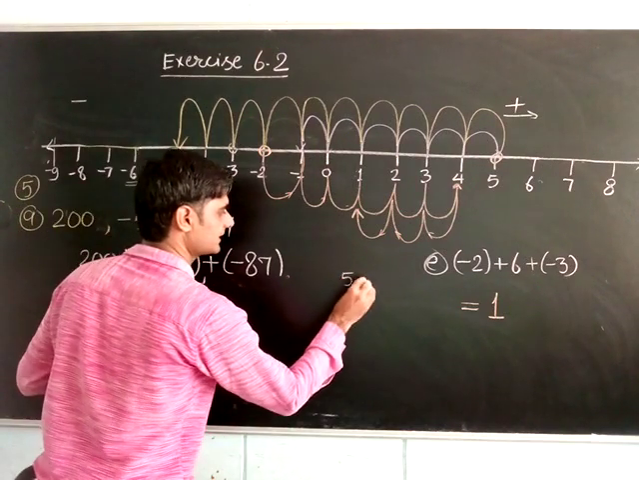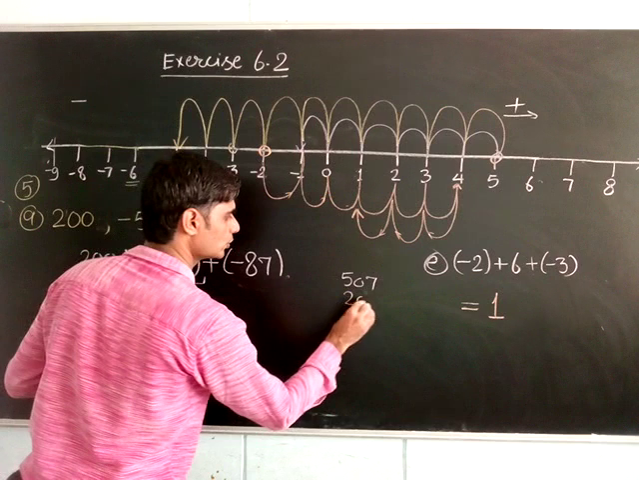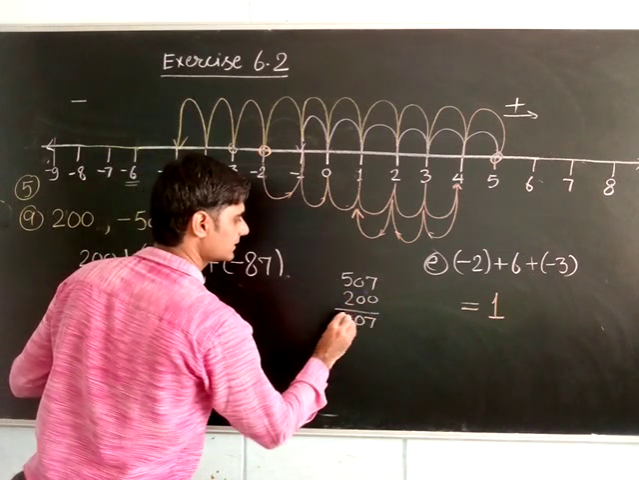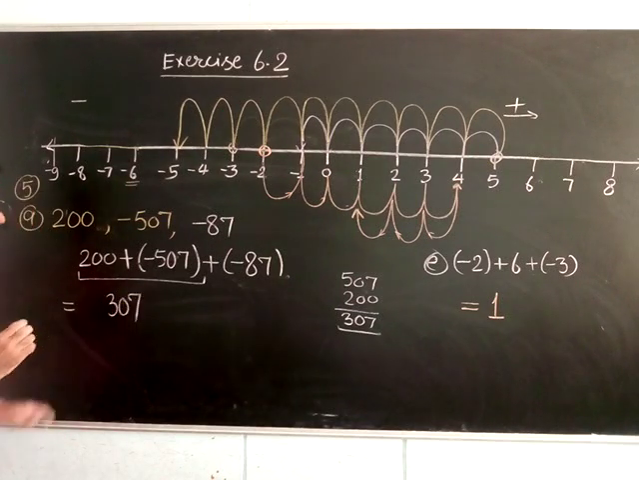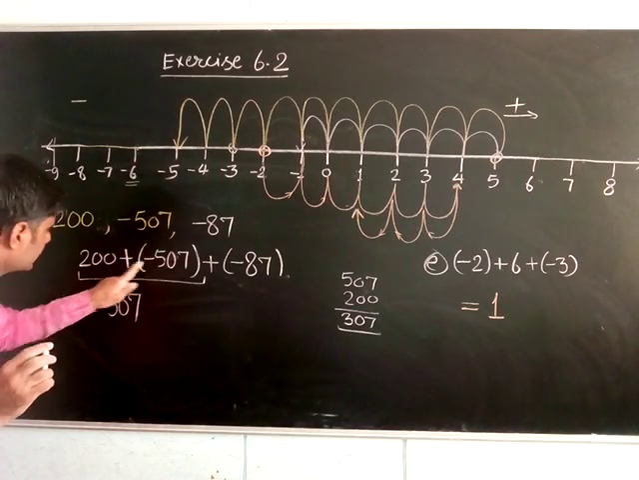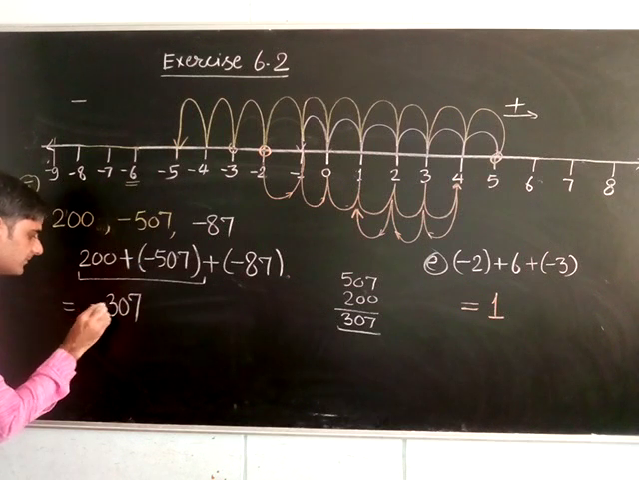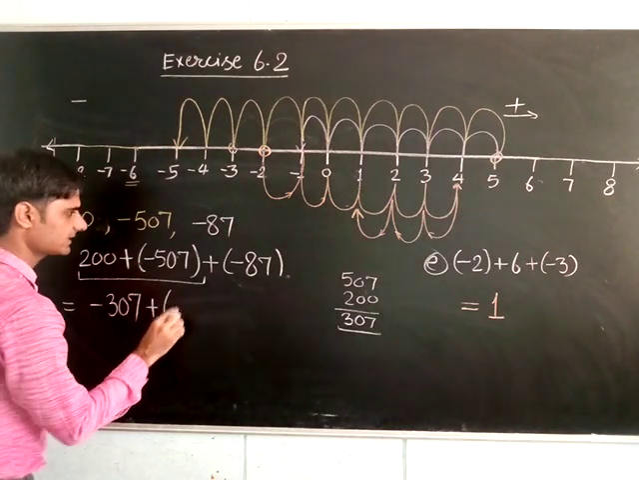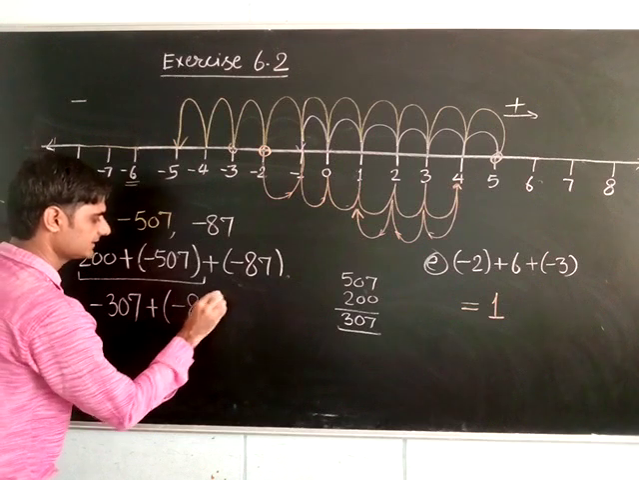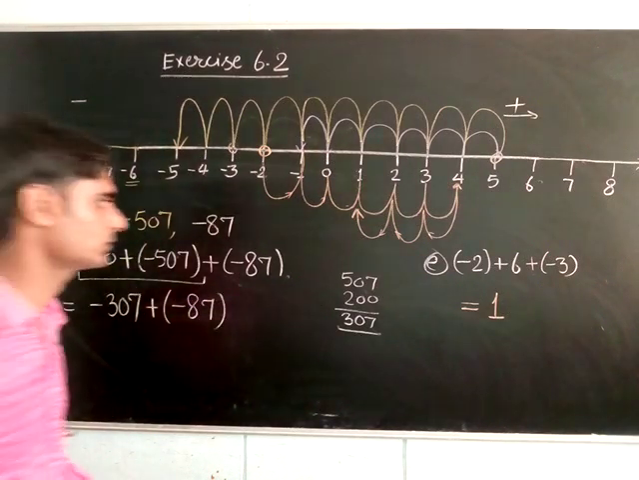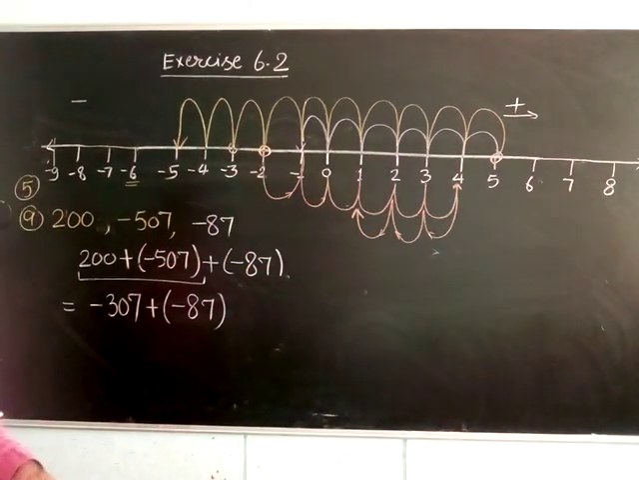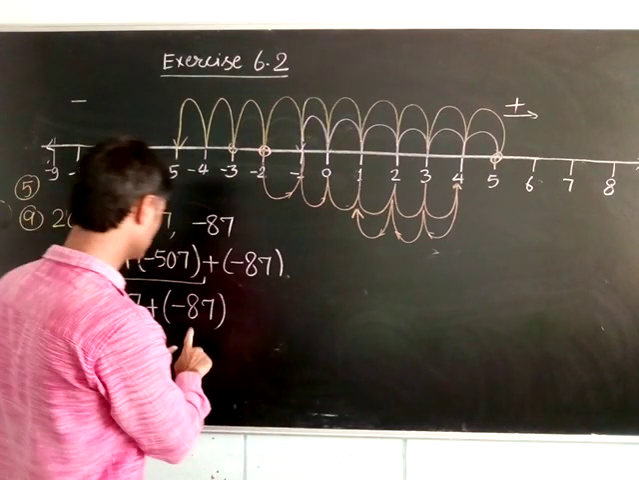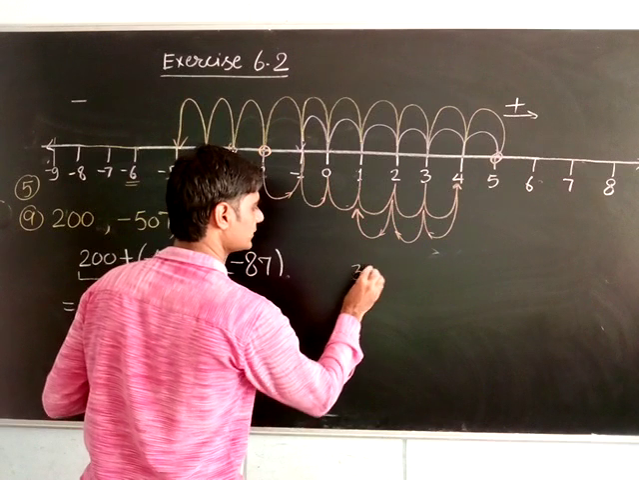One is 507, one is 200. What we left here? That is 307. Means here 307 will come. The sign of 307 will be, this is the greater number, so negative sign. Minus 307, then plus minus 87. Okay. Now again two things are there. These both are having same sign, so we will add them.